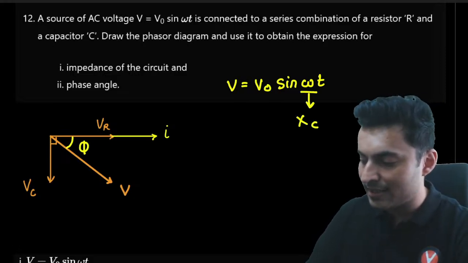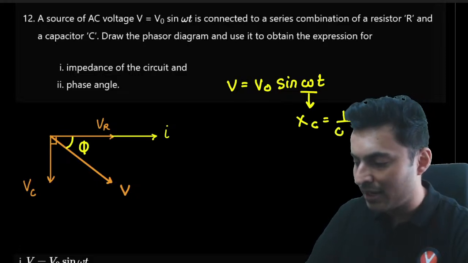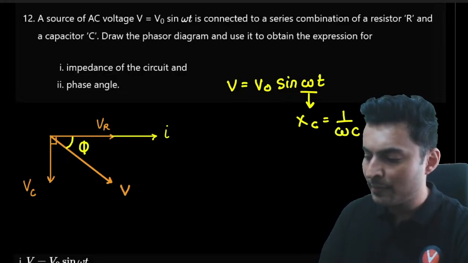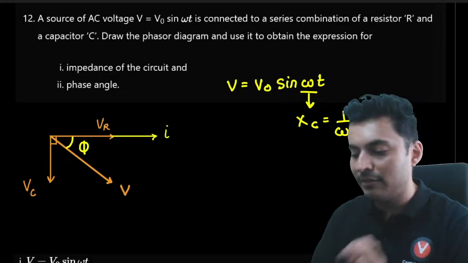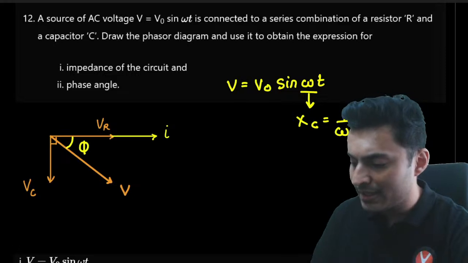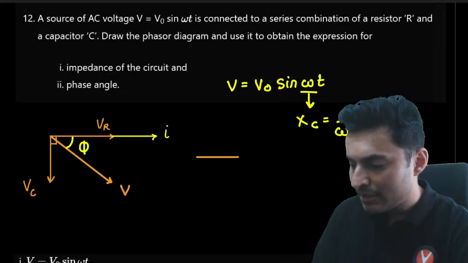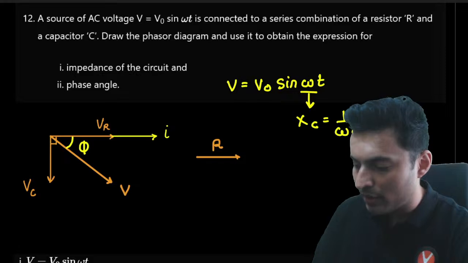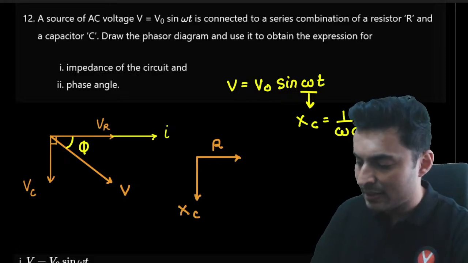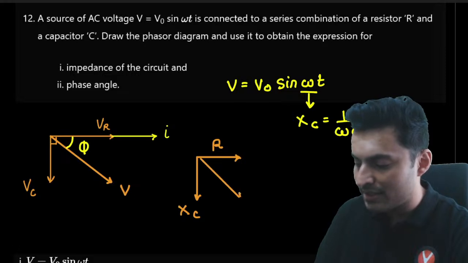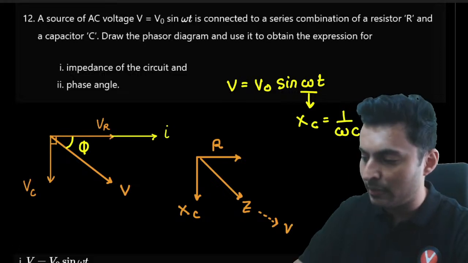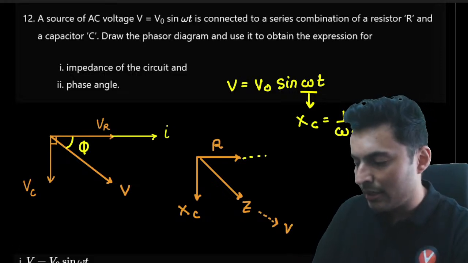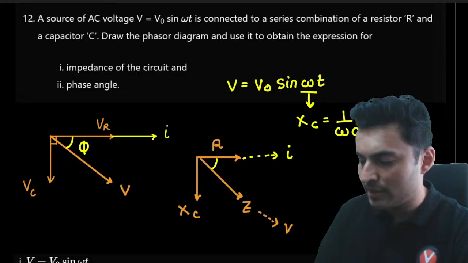This omega will help me calculate XC, which is 1 by omega C, and from that, I can find the value of phi. How, you might ask? Because the resistance of the circuit will be horizontal, the capacitive reactance will be downwards like this. So the total impedance of the circuit will be in the direction of the voltage in this particular manner, and the current is in this particular direction as it is.